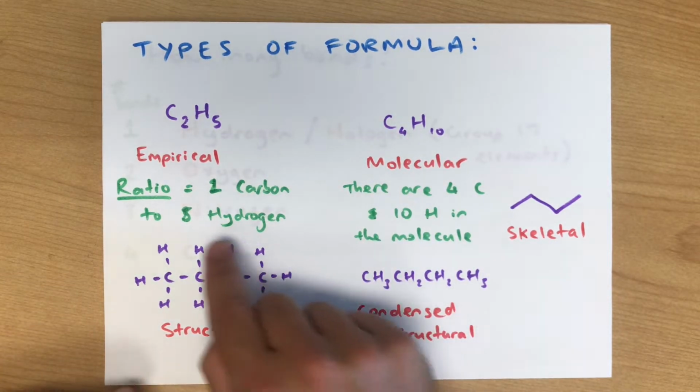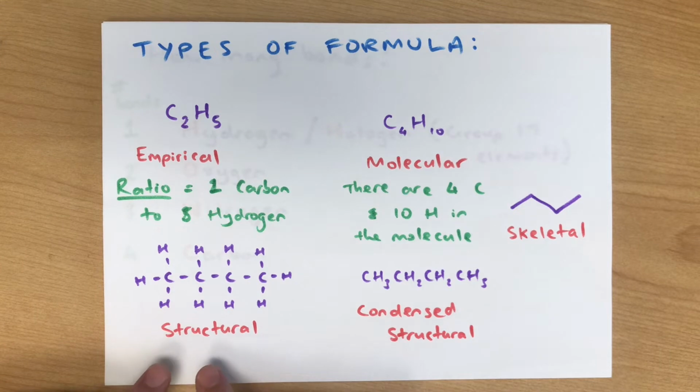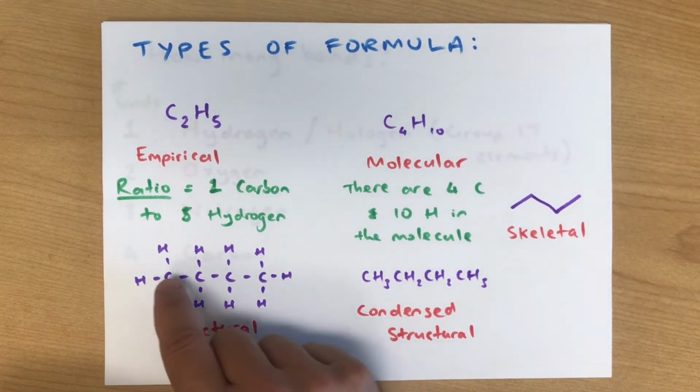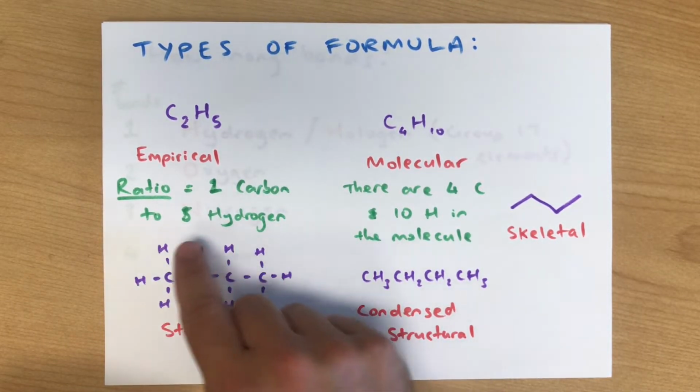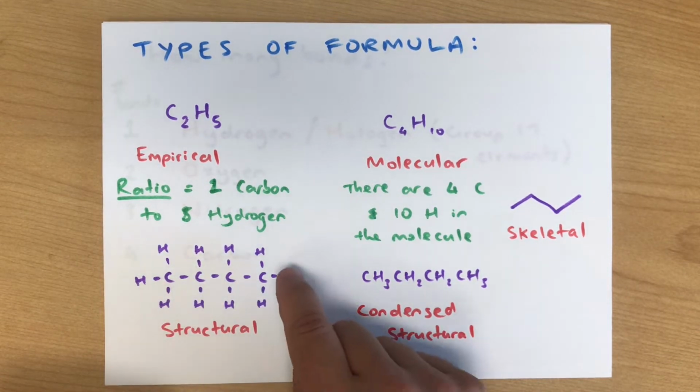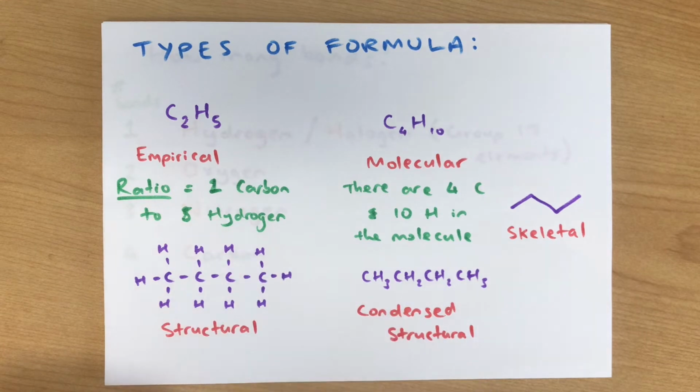The structural formula here shows me exactly how the atoms are connected to each other. So it gives me the type of atoms, I've got carbons and hydrogens, and the number of them, 4 carbons, 10 hydrogens, and also how they're connected. All the carbons in a row, all the hydrogens around the outside.